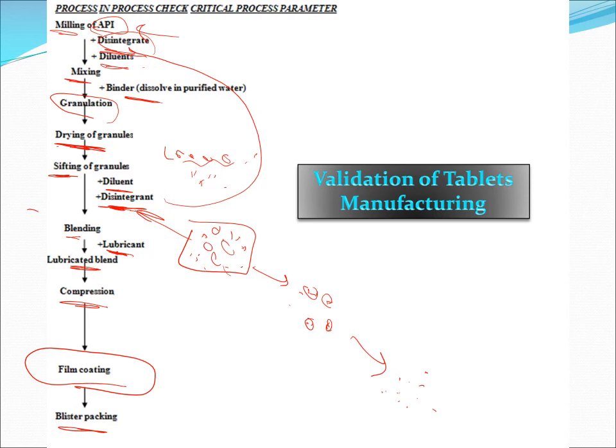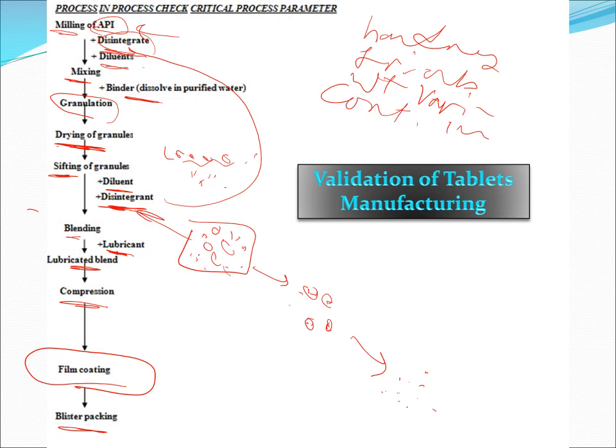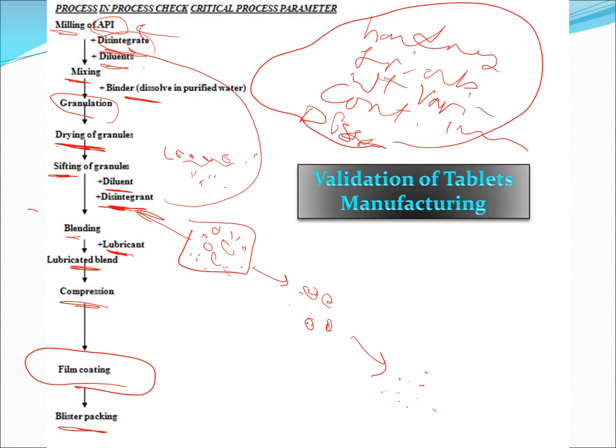between quality control and validation. What are the quality control tests for tablets? We have, for example, hardness, friability, weight variation, content uniformity. Don't forget dissolution also. This is quality control testing for the finished product. That is not validation at all.